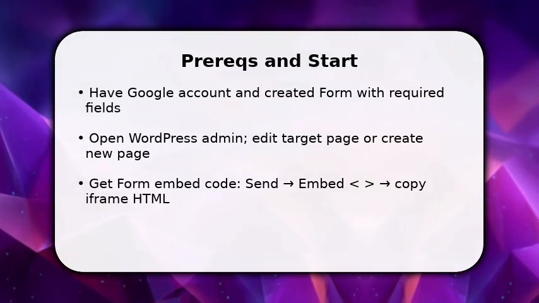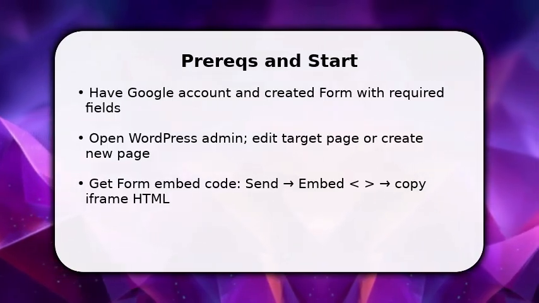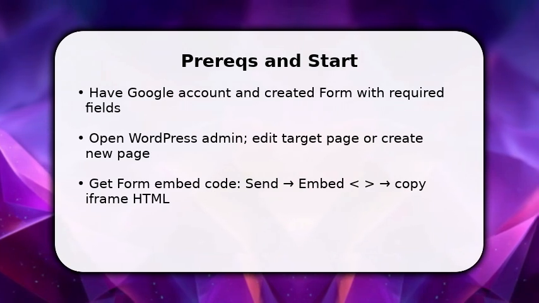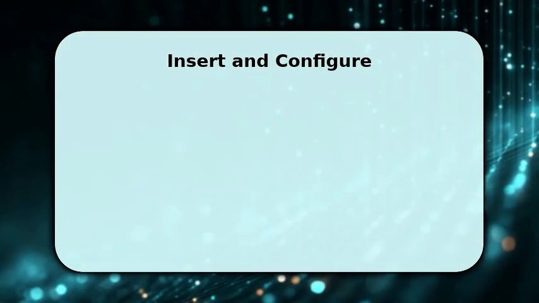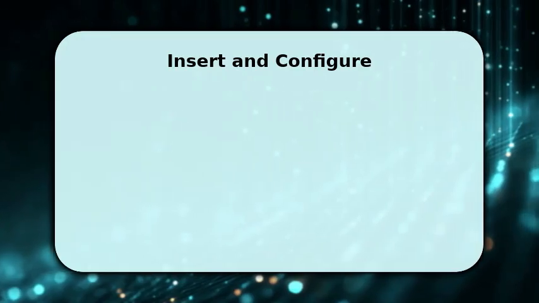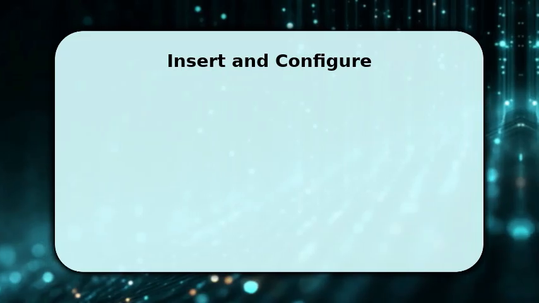Once done, switch to the text or HTML editor in WordPress so you can paste raw iframe code without the visual editor stripping attributes. Now paste that iframe into a custom HTML block or the text tab if you use Classic Editor. You can edit width and height values directly.